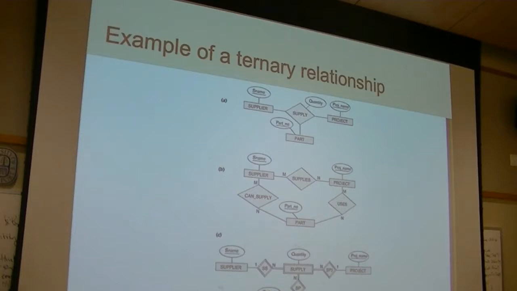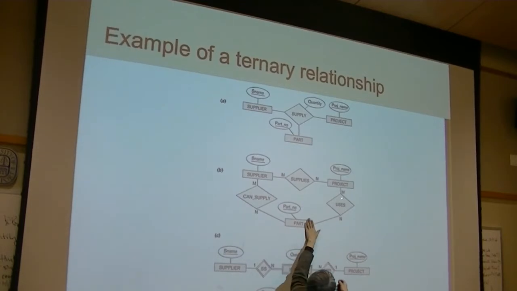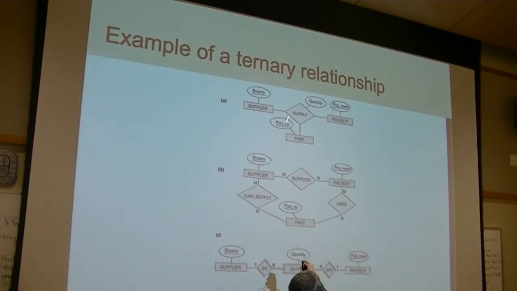For example, here we are going to maintain the part. Only the supplier has also supplied to the project. However, in this case, it may be possible that a supplier can supply part 1, part 2, part 3. However, the project needs only part 1 and part 2. Part 3 will not be here because it's not being used in the project.